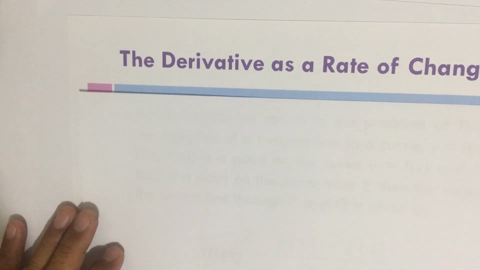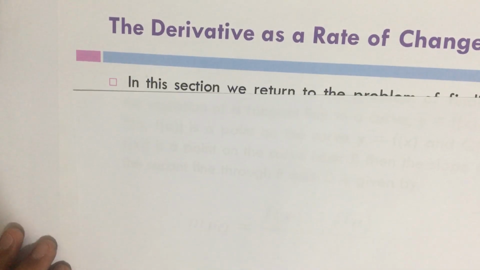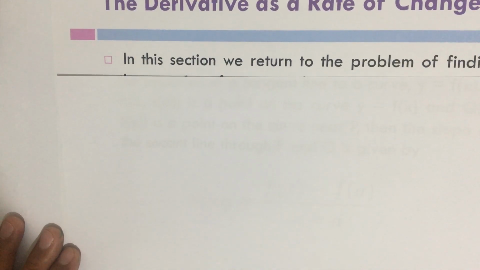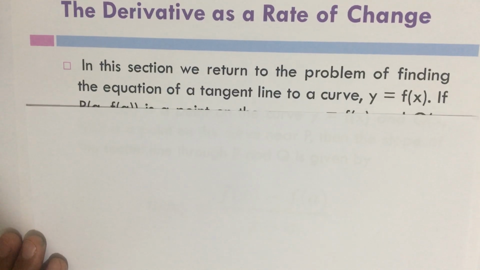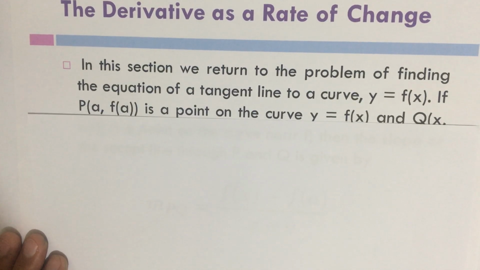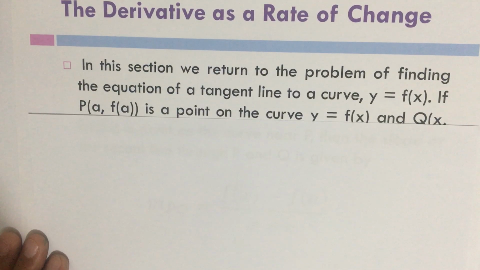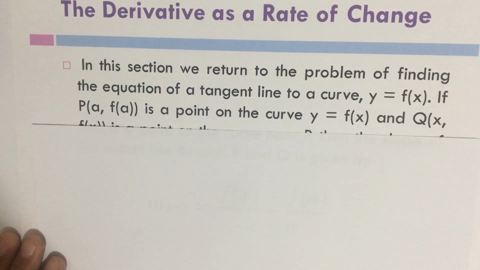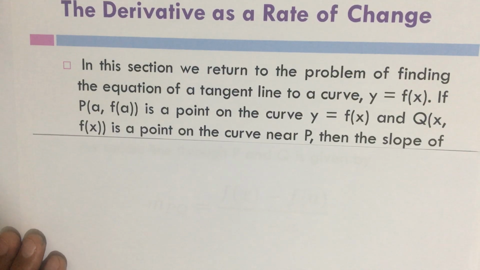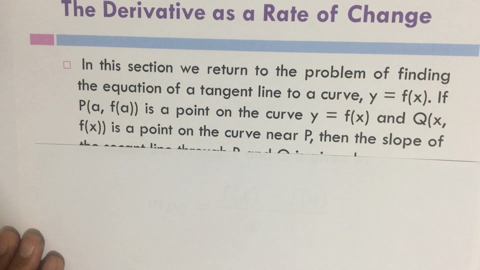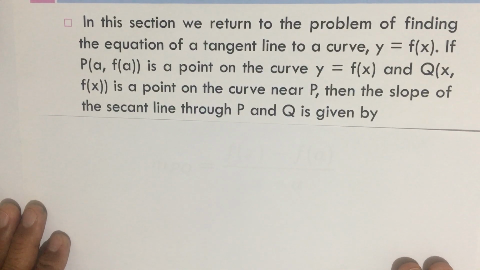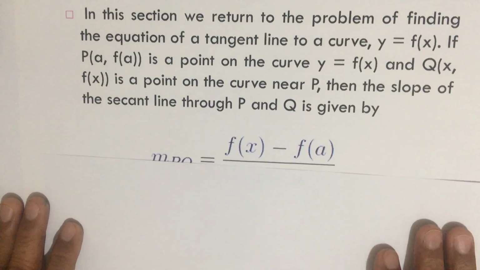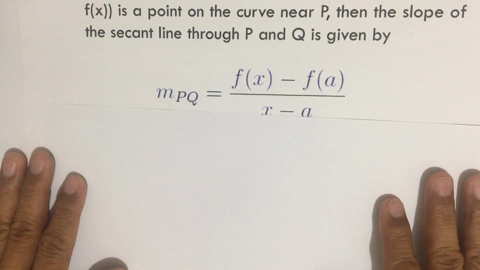So further to what I have mentioned a while ago, in this section we return to the problem of finding the equation of the tangent line to a curve y equal to f of x. If P, with coordinates a and f of a, is a point on the curve y equal to f of x, and Q, having coordinates x and f of x, is a point on the curve near P, then the slope of the secant line through P and Q is given by this. So remember, this is the slope of the secant line.